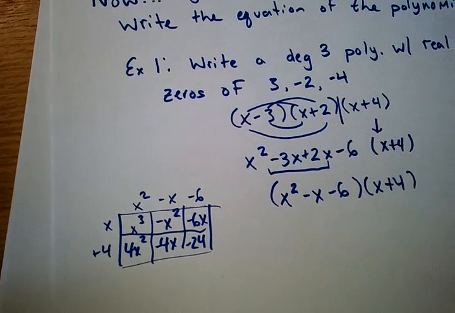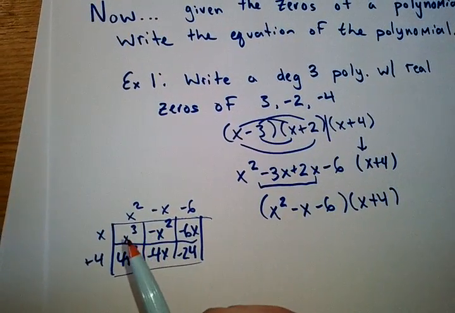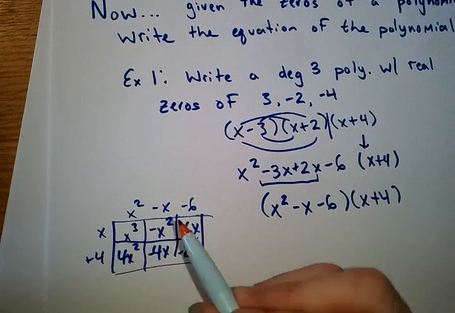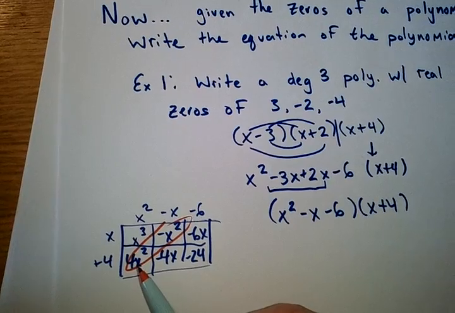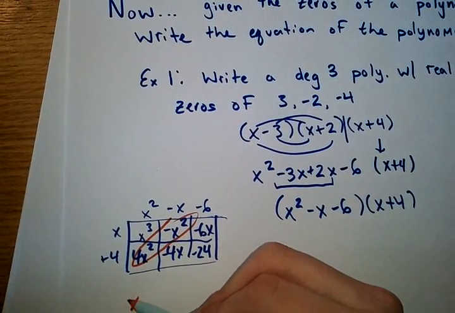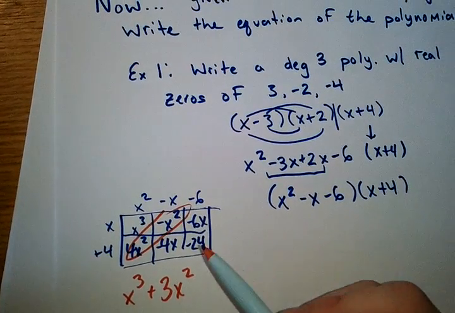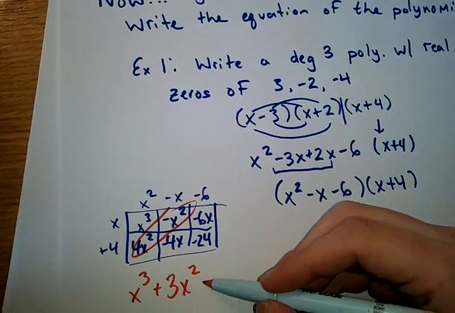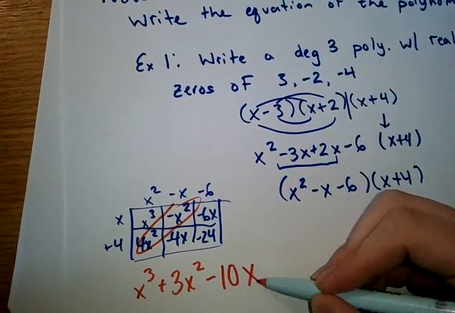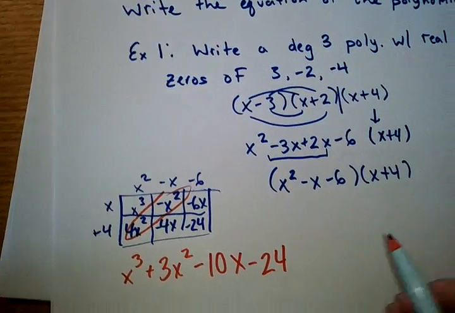The answer to the question, the equation of the polynomial, is the sum of all these boxes. We are going to combine like terms. I have 4x squareds here minus another x squared. That gives me 3x squareds. On this diagonal, negative 4x minus another 6x, that will be negative 10x. And last, we have the minus 24.